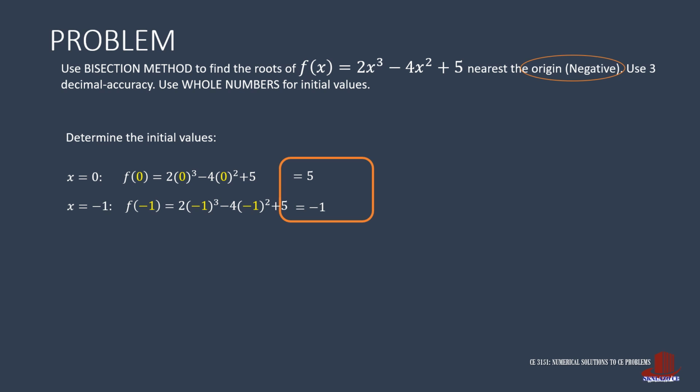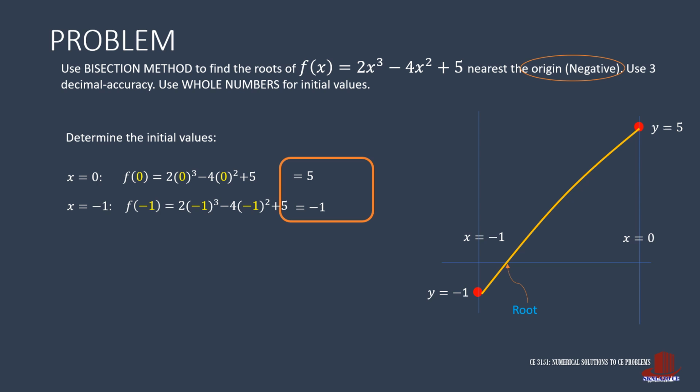Illustrating these coordinates, at x equal to 0, y is 5. And when x is negative 1, y becomes negative 1. Connecting these 2 points, we can identify the location of the root. So how does the bisection method work?